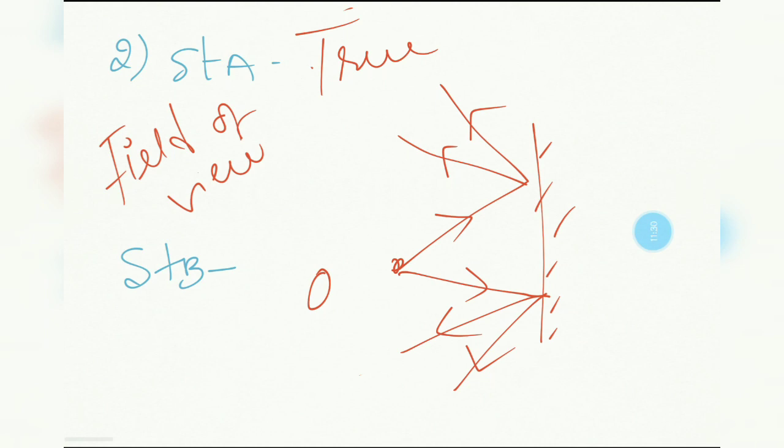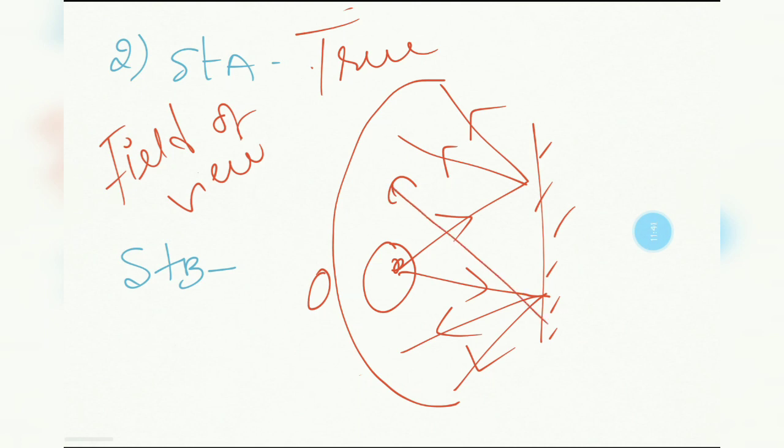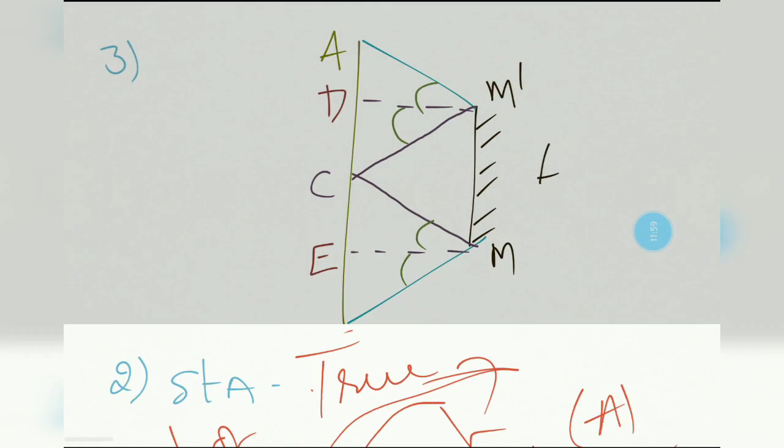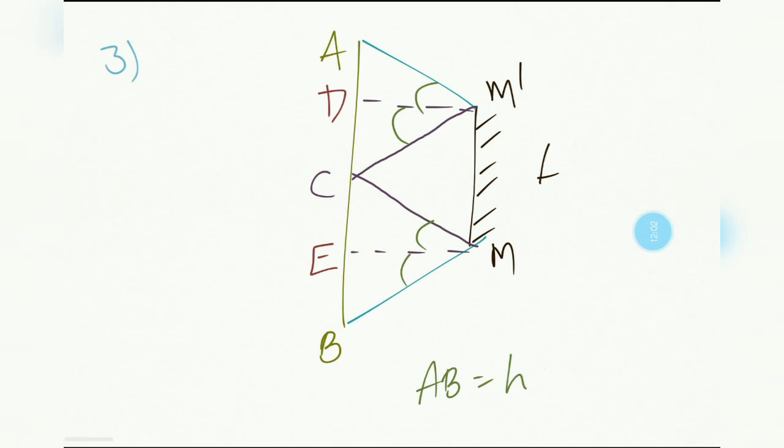Field of view will depend on the location of the object in front of the mirror. Now, if the object is here, the extreme rays are here, and the field of view is still here. If that object was somewhere here, then its maximum reflected rays would be only till here, right? But this side it would be more. So, keeping that in mind, this statement is a true statement. Understood? So both are true statements and the option is A. Mark it.